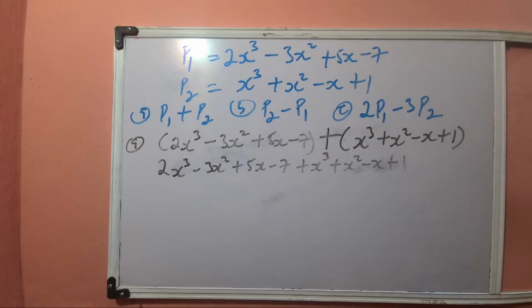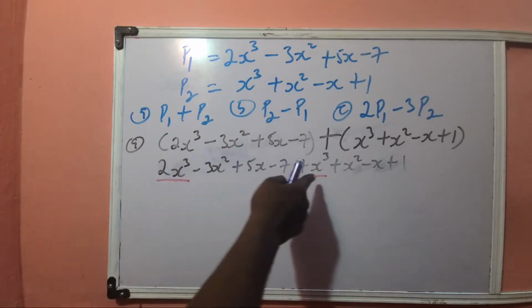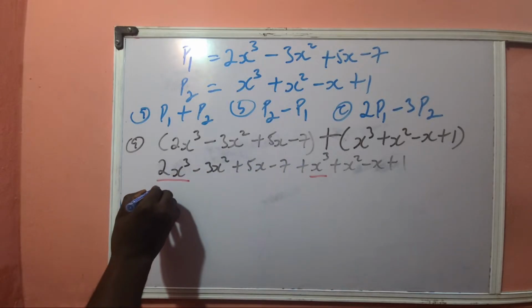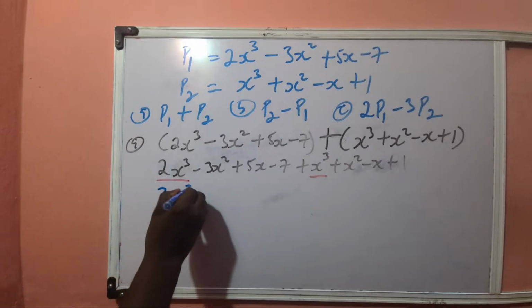All right. Now, what we want to do next is to bring the like terms together and look for a way to add them together. So we have 2x cubed here, we have 3x cubed here. So we want to give this operation 2x cubed plus 3x cubed. That will give me my answer as 5x cubed.